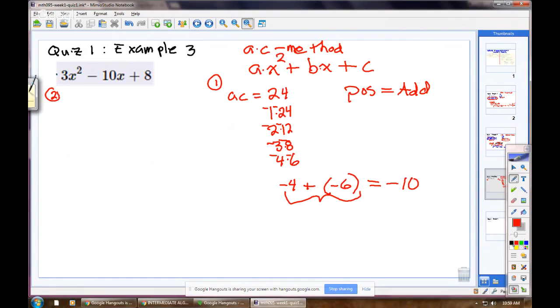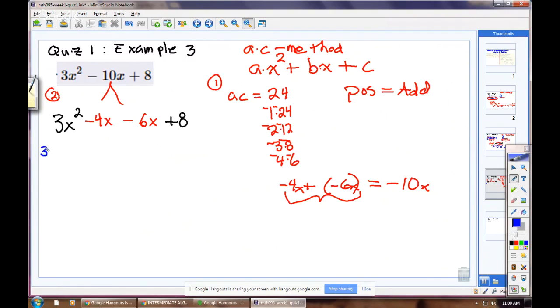So first I recopy the other terms, 3x squared, leave a little space, and then plus 8. This work over here tells me that the negative 10x came from a negative 6x plus a negative 4x. So now I rewrite that in the middle: negative 4x minus 6x. I still have that 3x squared out front and the 8 out back. Would you agree that negative 4x minus 6x is negative 10x? Okay, me too. So that's step 2 of the AC method.